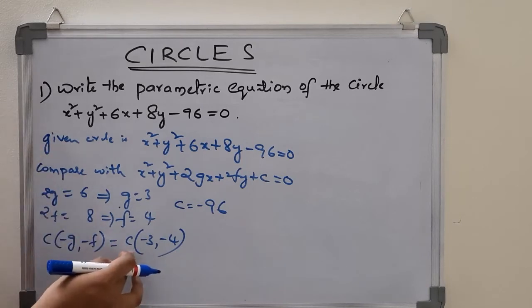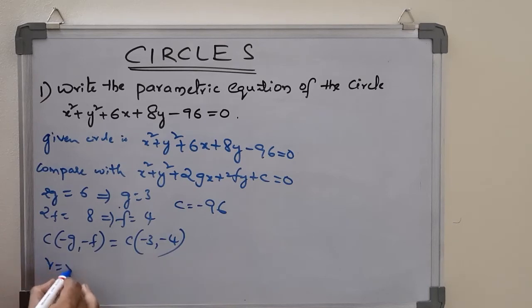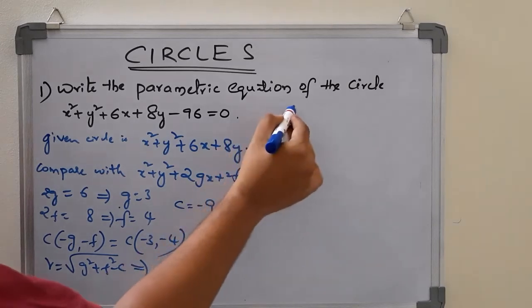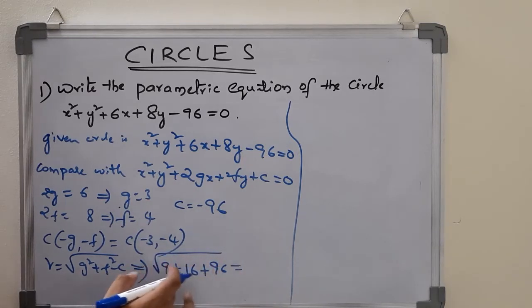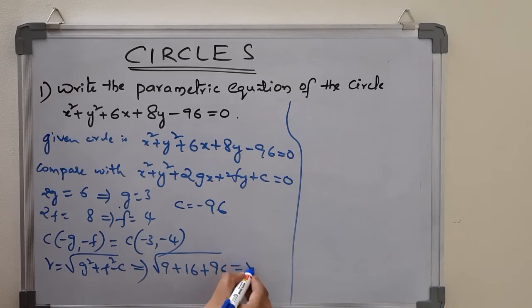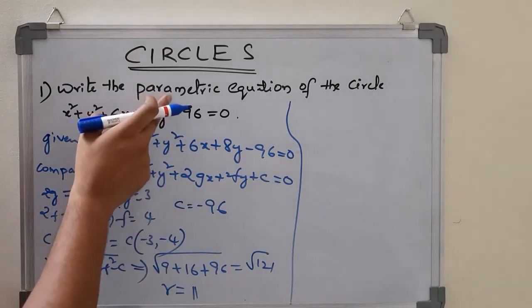If we know the center and the value of the constant c, then we can find the radius, which is the square root of g square plus f square minus c. Find out the value. g square is 9 plus 16 plus 96, minus of minus is plus 96. So this becomes square root of 121. So the radius is 11. We know the center and radius, so we can find the parametric equations.